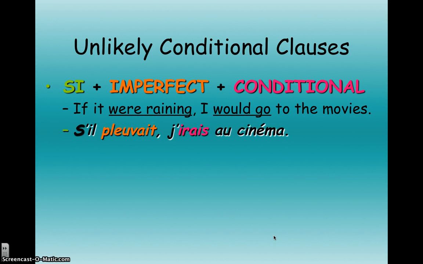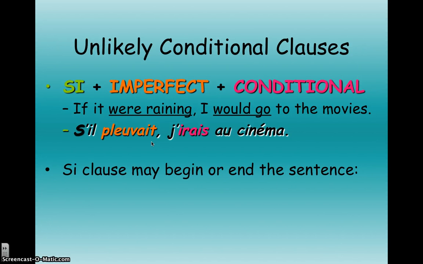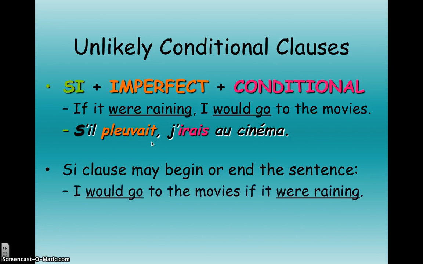All right, so this is why it's important that we remember how to form the imparfait. So here's our imparfait. S'il pleuvait, if it were raining. It kind of implies that it's not, and it's probably not going to. But if it were, all right, this is what I would do. J'irais. That C clause can begin or end the sentence. So for example, I could say, I would go to the movies if it were raining. Just do a little flip-flop there.